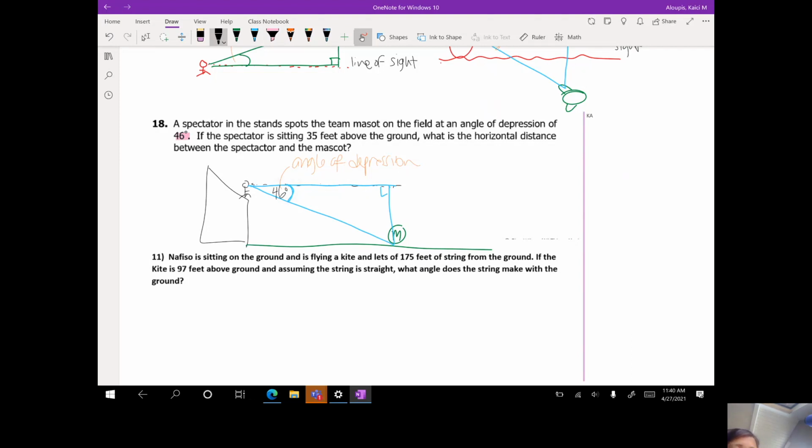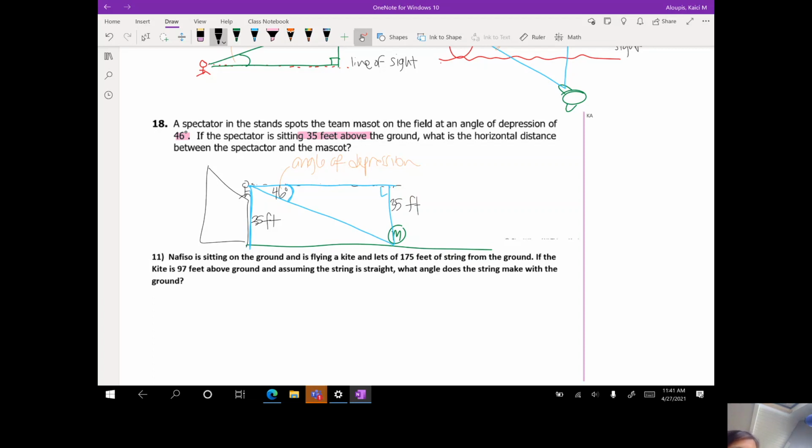Other thing to note that they told us was the spectator is sitting 35 feet above ground. So this height here is 35, not 35 degrees, sorry, 35 feet. That means that this side over here is also 35 feet, right? Because it's the same height, because it's from the line of sight where the person was. So we have 35 over here in our triangle.